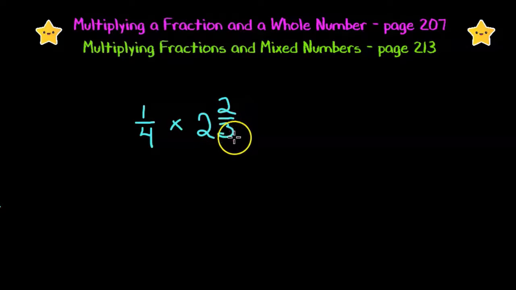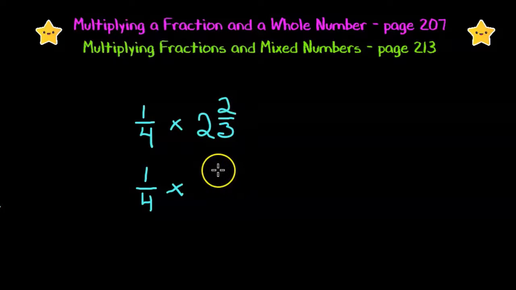All right, who remembers the very first thing we need to do? Yes, change this mixed number into an improper fraction. So the 1/4 would stay the same. Now, I would multiply 3 times 2 to give me 6 plus 2. 6 plus 2 is 8. And my denominator stays the same, and that's a 3.